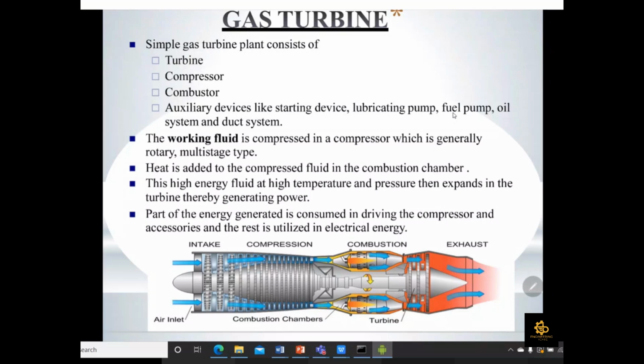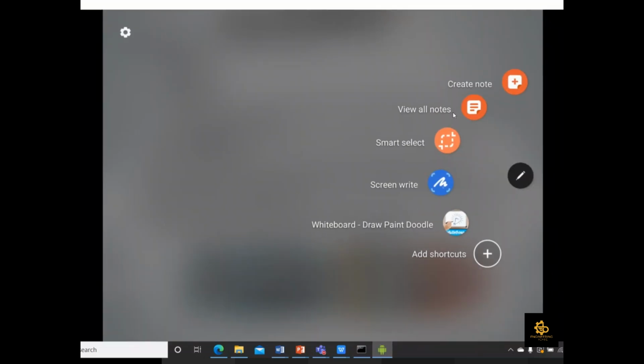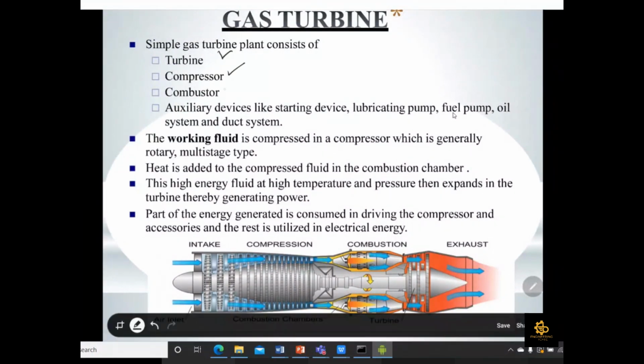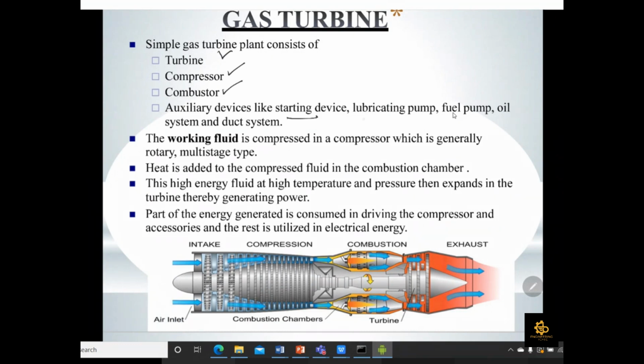Okay, so we have already seen this in the video as well. There are some basic components: the turbine, the compressor, the combustion chamber, and then auxiliary devices like the starting device, lubricating pump, fuel pump, oil system, and duct system. The working fluid is compressed in a compressor, which is generally rotary and multi-stage type.